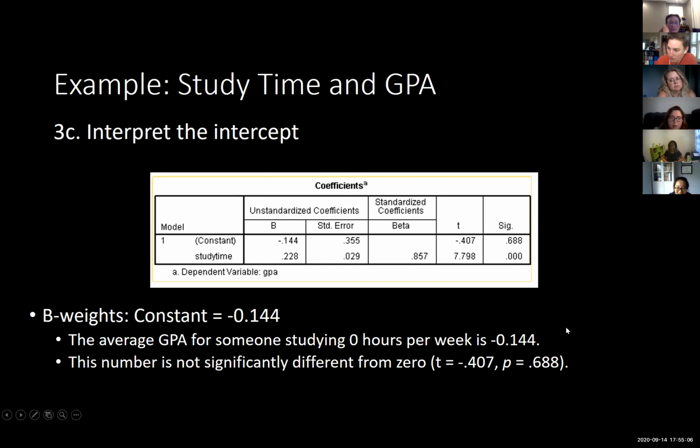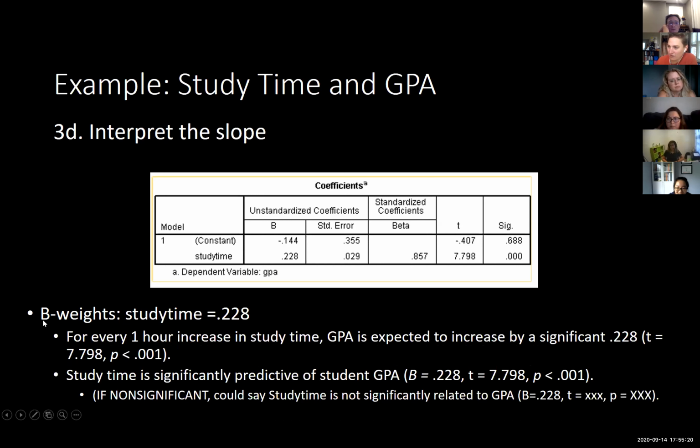This is exactly how you would report on your intercept B weight. You can take my words, GPA and hours spent studying, and my numbers and replace them with yours. All right, B weights here. Study time is 0.228, so that's for every 1 hour increase in study time, GPA is expected to increase by a significant 0.228.